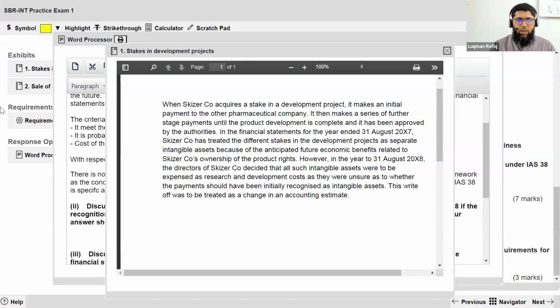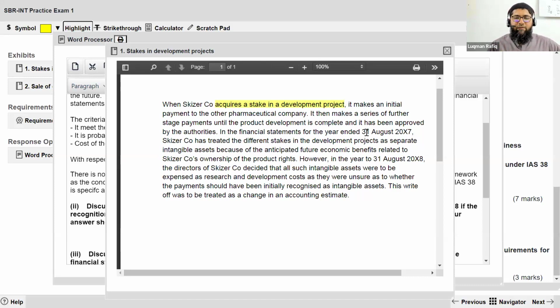Okay, let's see. It says when Skizer company acquires a stake in the development project, it makes an initial payment to other pharma companies. It then makes a series of further stage payments until the product development is complete and it has been approved by the authorities. So first of all, it acquires a stake in the development project, then it makes an initial payment.